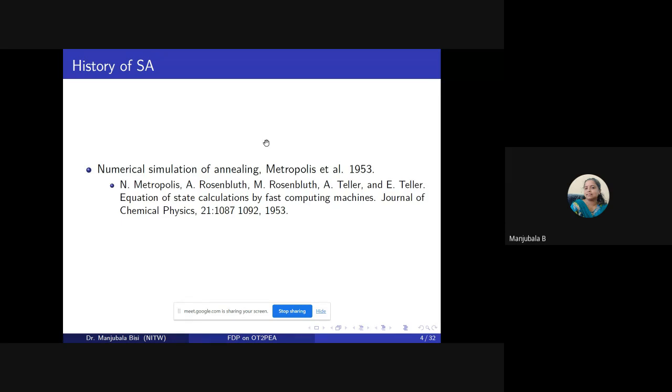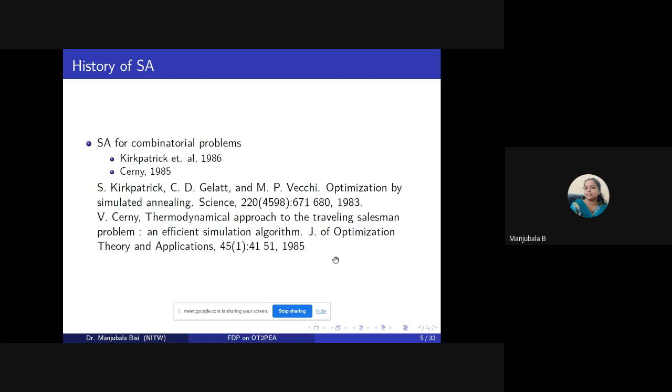So coming to the history of the simulated annealing algorithm, Metropolis et al. in 1953. This is a very old algorithm, but nowadays researchers are combining different types of optimization algorithms to find the best solution. The numerical simulation of annealing was proposed by Metropolis et al. in 1953. Then Kirkpatrick used the same simulated annealing algorithm to solve combinatorial problems. That means the combination of solutions they found by using the simulated annealing algorithm.